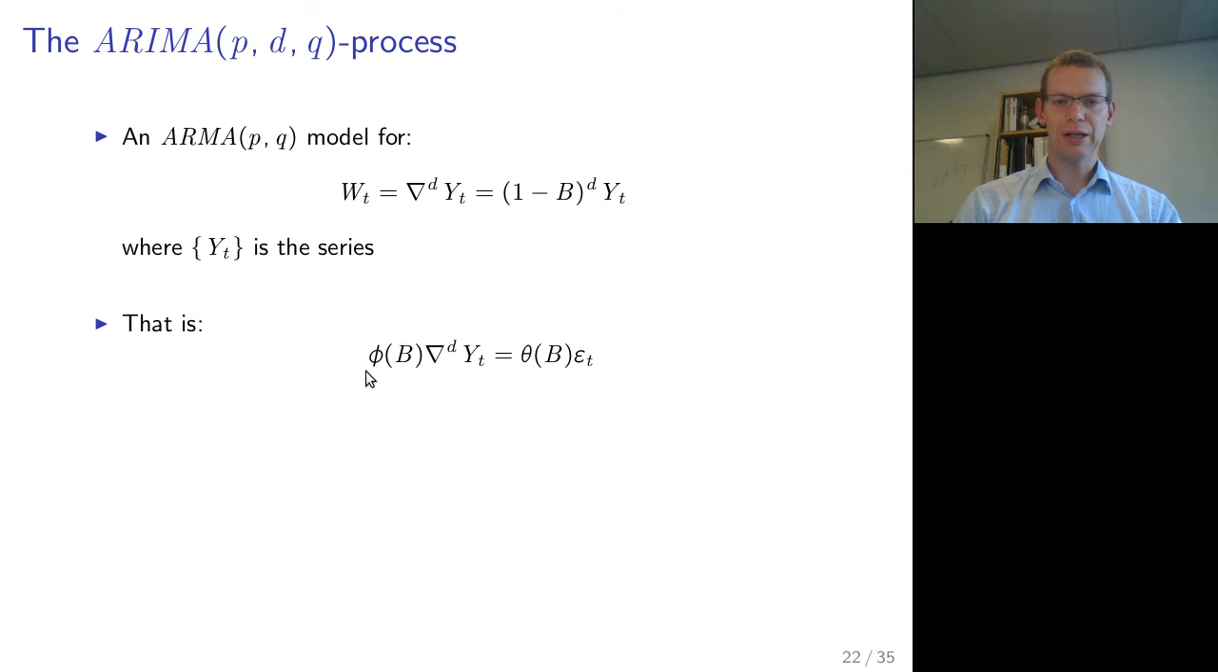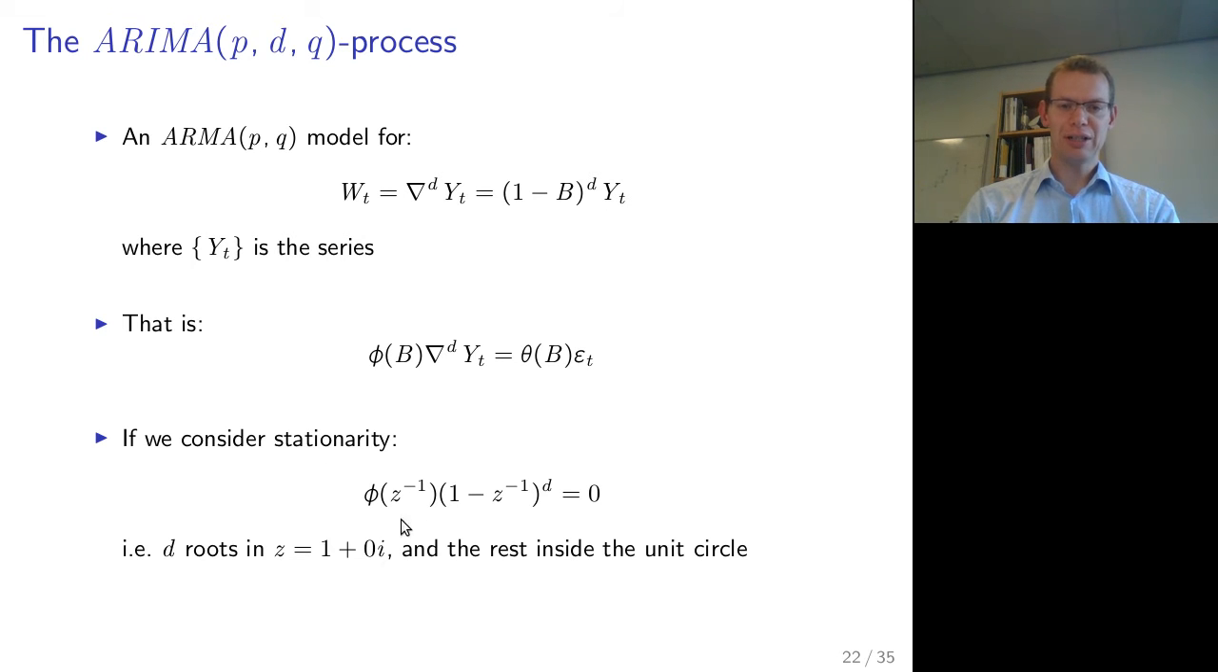So we can also write it in combination as this. We have the phi B polynomial, then the difference operator to the d power, where typically d is small. We'll get back to that when we look at data. Then we have theta B of epsilon t, as we had previously. So the only difference is that we now inserted this difference operator.